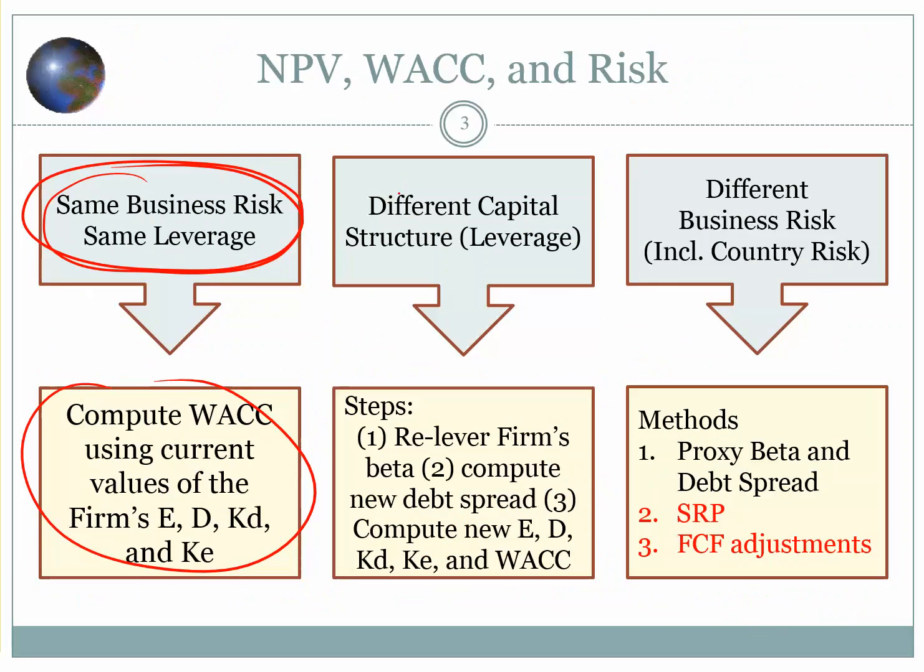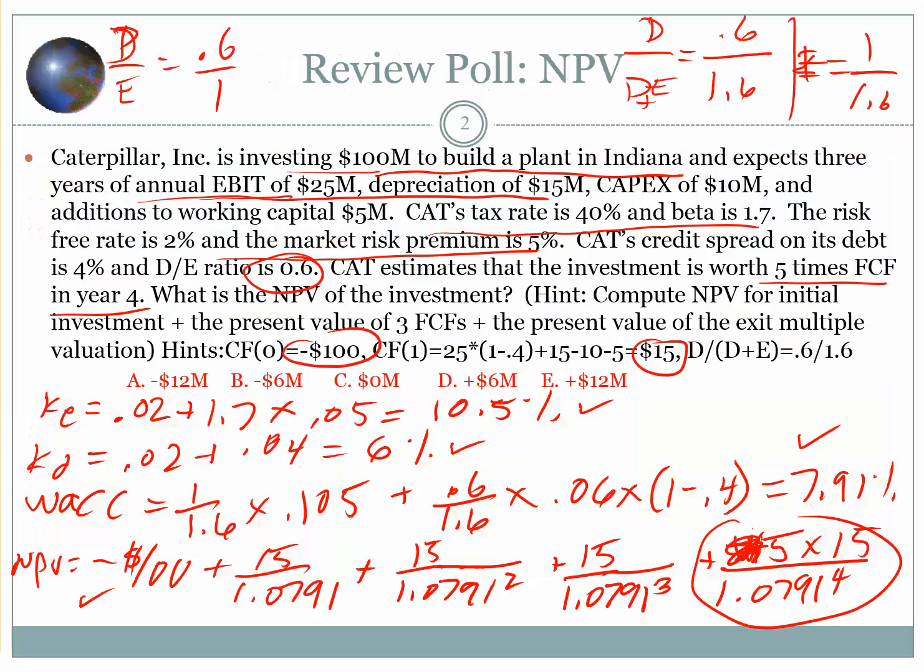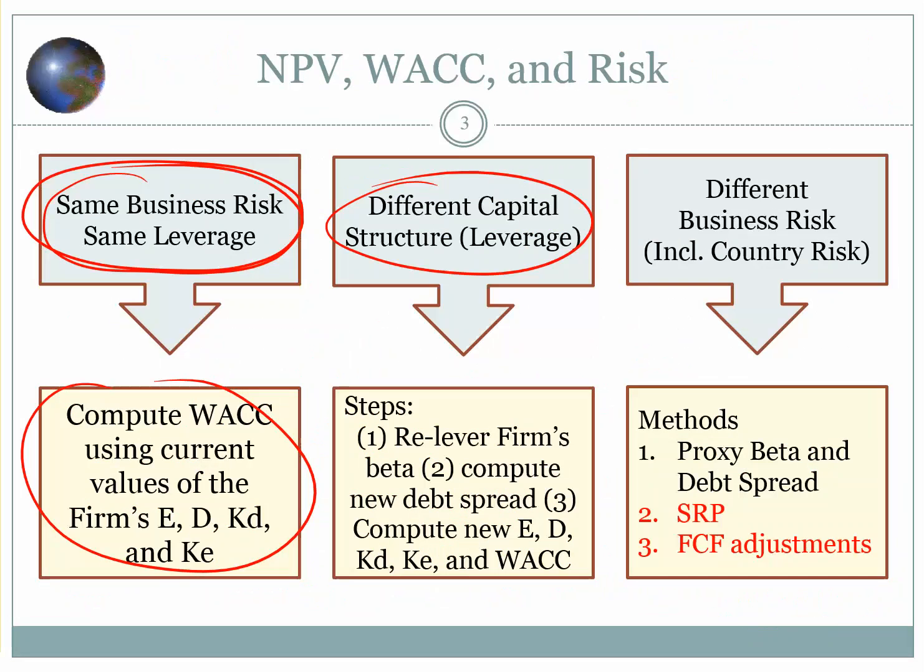If you're looking to do an investment with a different leverage than the existing firm, we do something very similar to what we just did here, except we would have a different credit spread, a different beta, and different D to E ratios. We talked about last time how to do that. I'll relever the beta, I'll get a new credit spread, and I'll calculate the new D over D plus E ratios. So that's how we handle different capital structure.